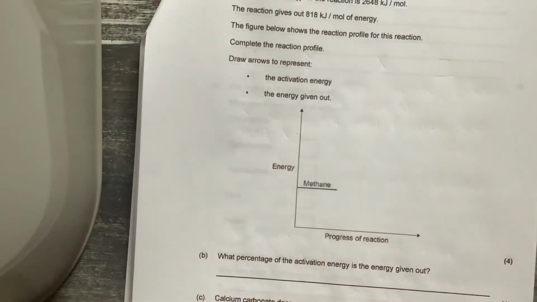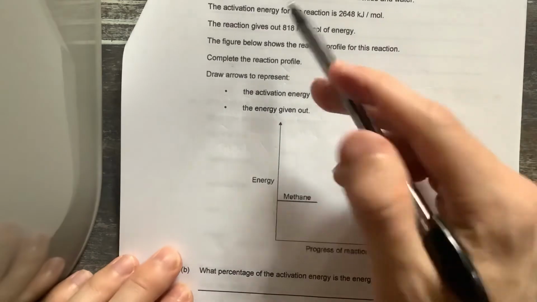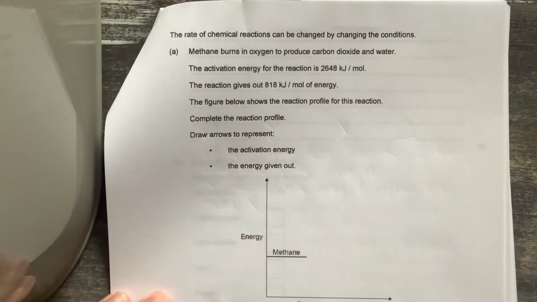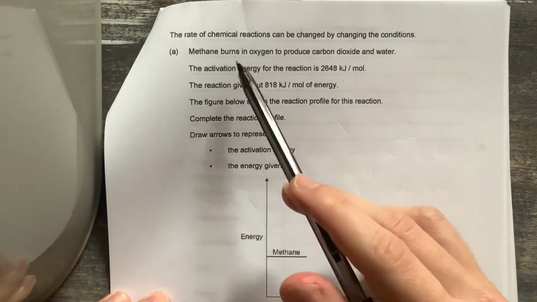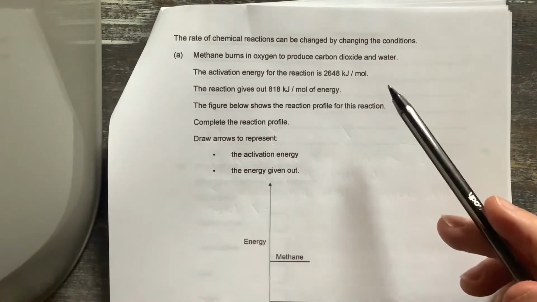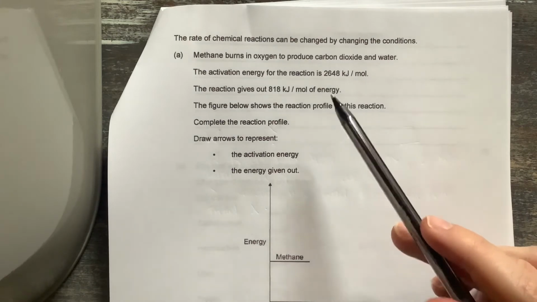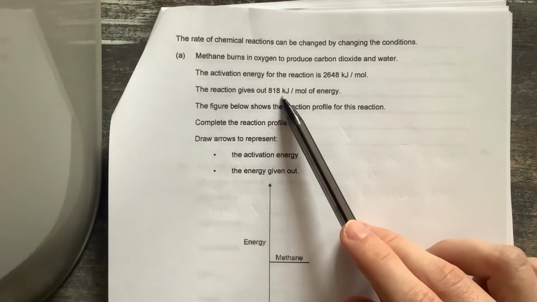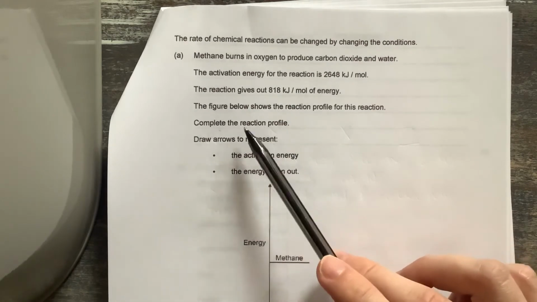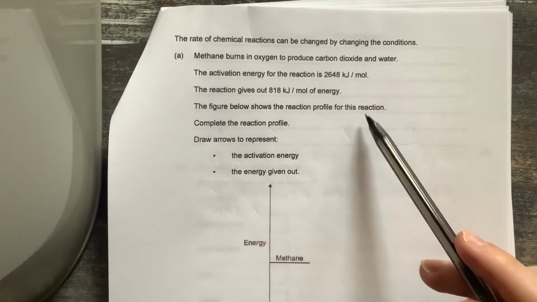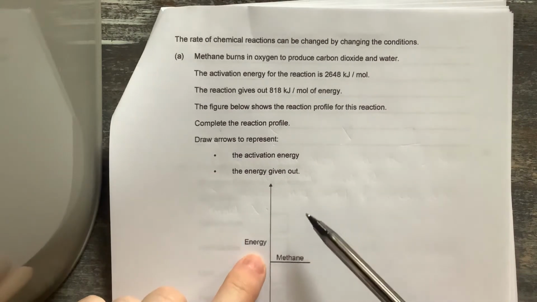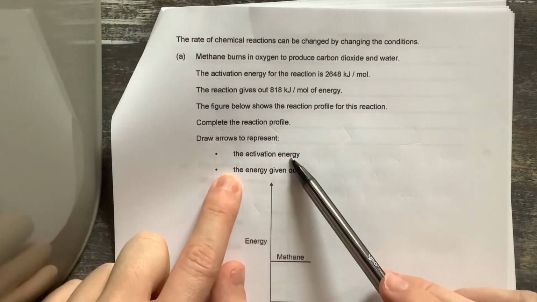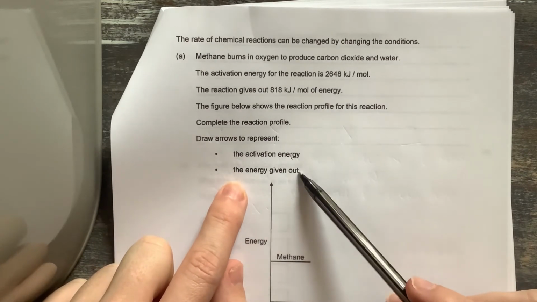Next up, the rate of chemical reactions can be changed by changing the conditions. Methane burns in oxygen to produce carbon dioxide and water. The activation energy for the reaction is 2648. The reaction gives out 818. The figure below shows the reaction profile for this reaction. Complete the reaction profile. Draw an arrow to represent the activation energy and then the energy given out.